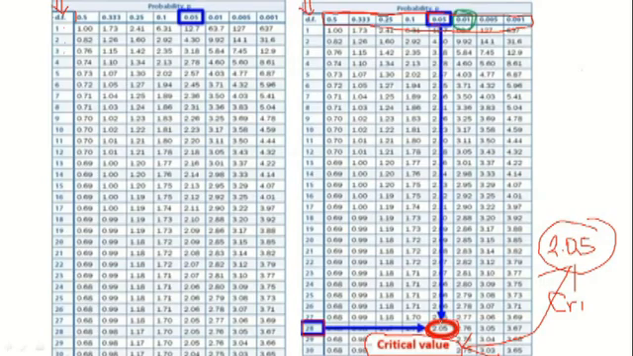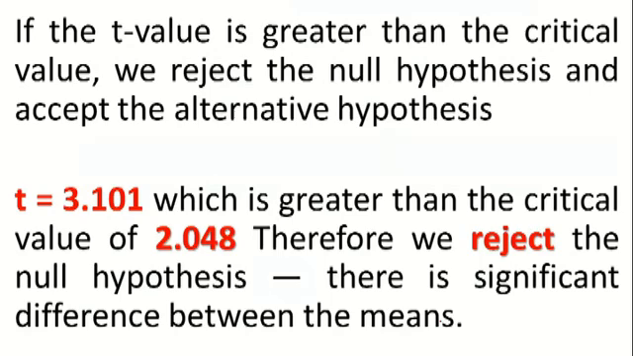So we set up the rule now, and the rule is if the t-value is greater than the critical value, then we reject the null hypothesis. And we look at the t-value we calculated, which is 3.101, while the critical value is 2.048. So the t-value is greater than the critical value, then we reject the null hypothesis and we accept the alternative hypothesis. Up to that level, I think we are clear.